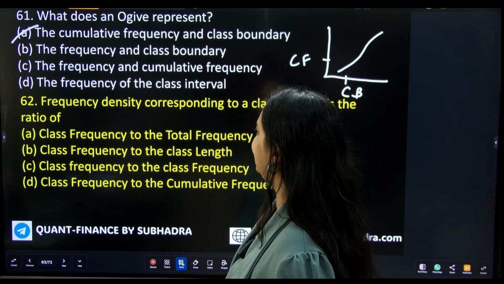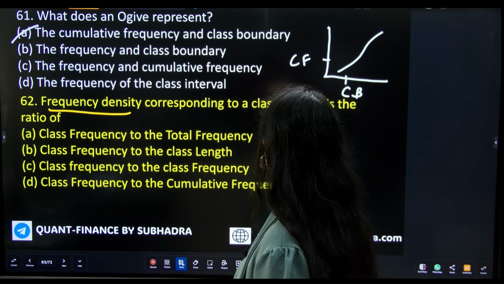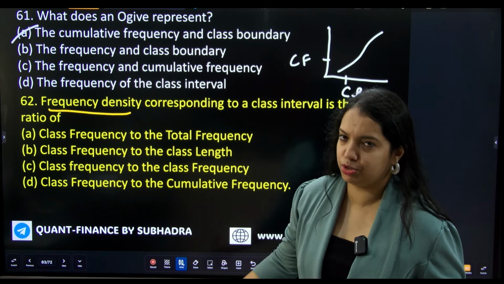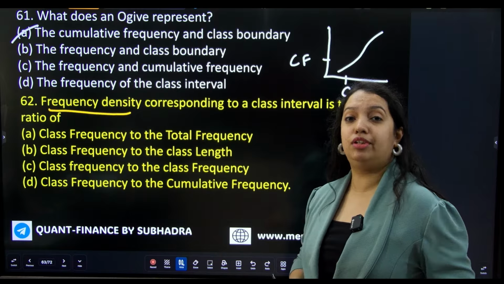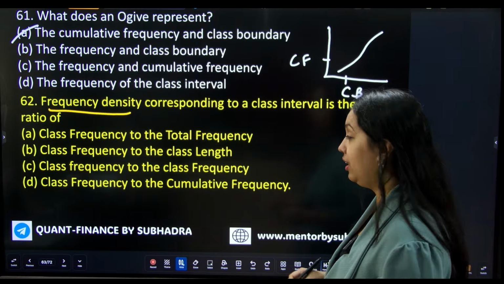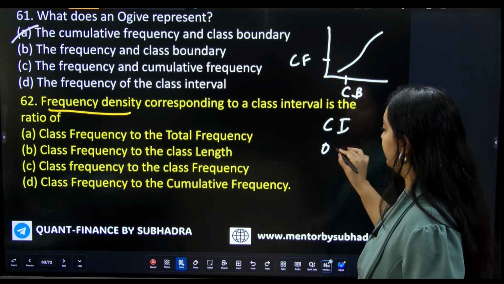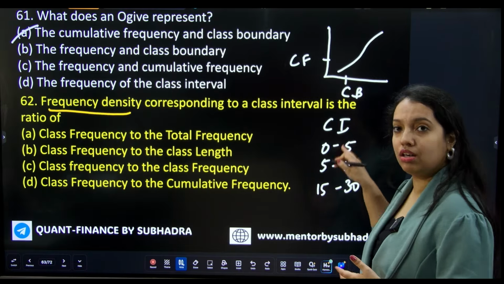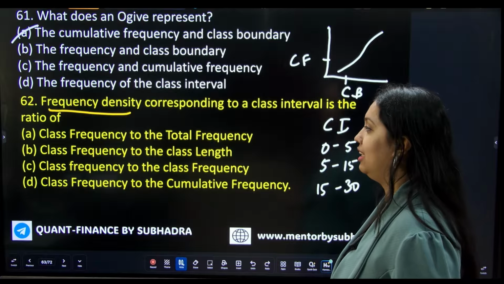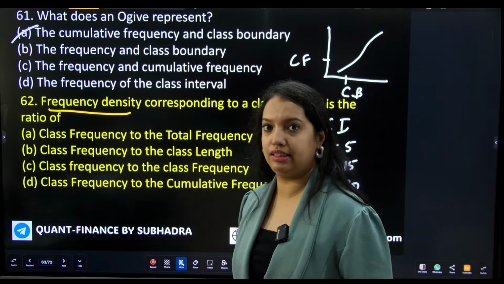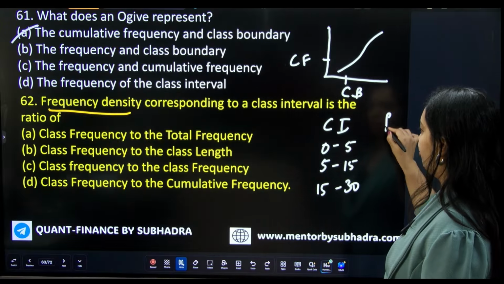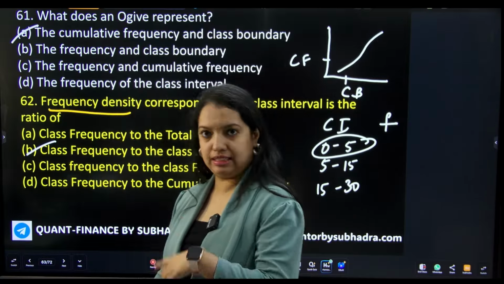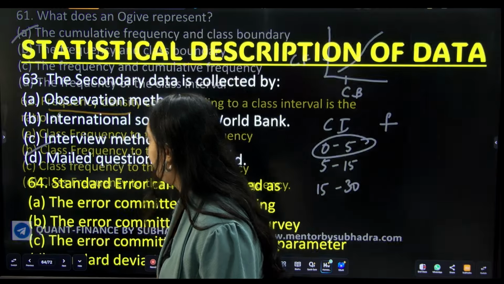Next, frequency density corresponding to a class interval is a ratio of. In our CA Foundation, generally we don't use frequency density, but whenever you have frequencies with unequal width, somewhat like this, 0 to 5, 5 to 15, 15 to 50, unequal class length, then we use frequency density, which is the ratio of frequency divided by the class length. So the correct option is option B. This is a question even from your ICAI material.